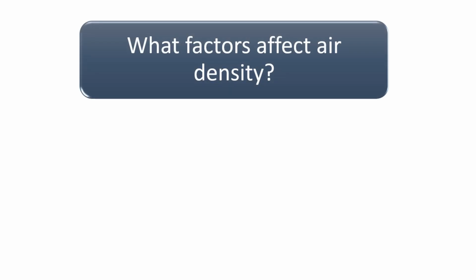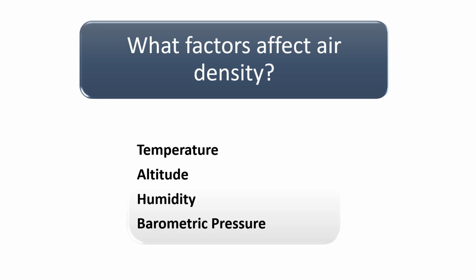What factors affect air density? The four factors that affect air density are temperature, altitude, humidity, and barometric pressure.